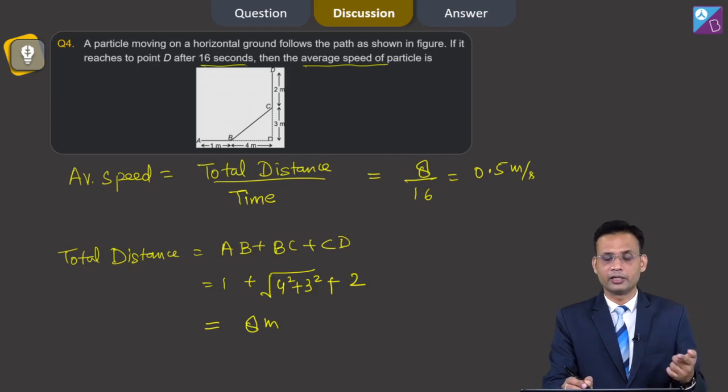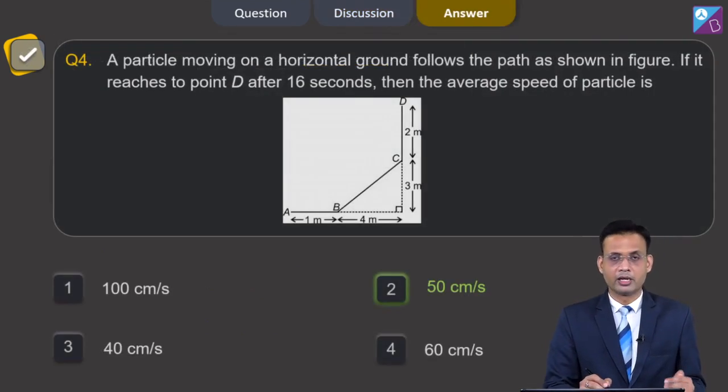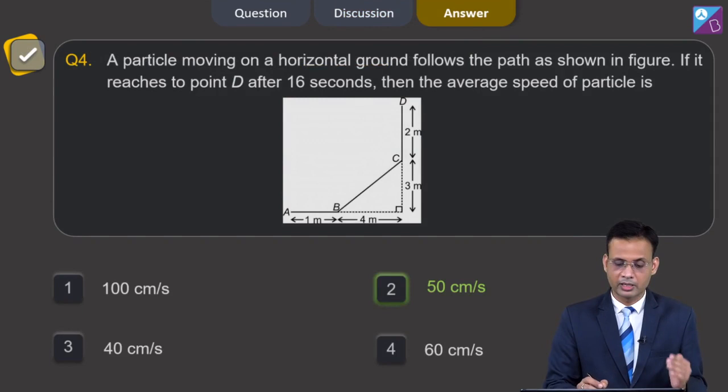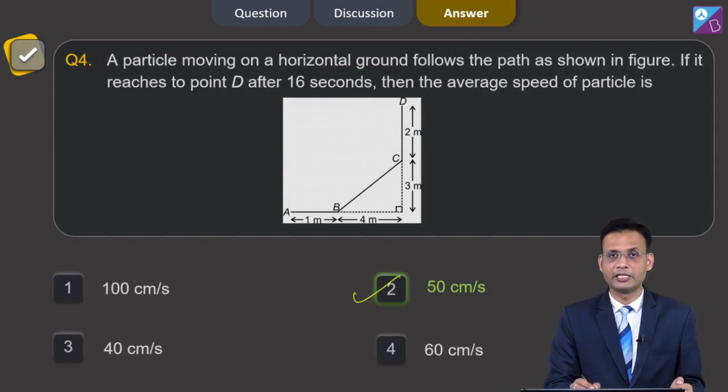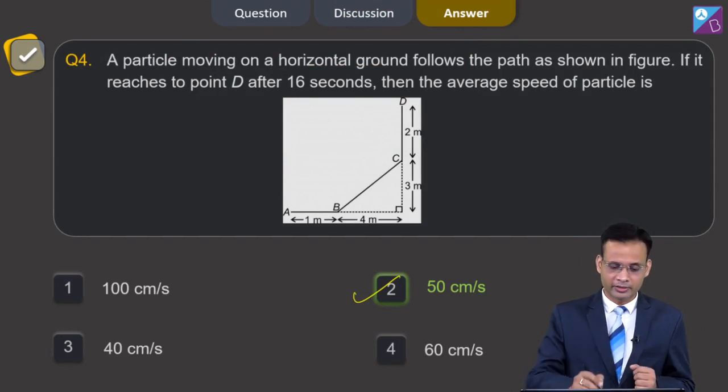Now, if you convert it into centimeter, then this data will become 50 centimeter per second. So, the correct answer of this question is our option 2, which is 50 centimeter per second. Now, let us move on to the next question, which is question number 5.